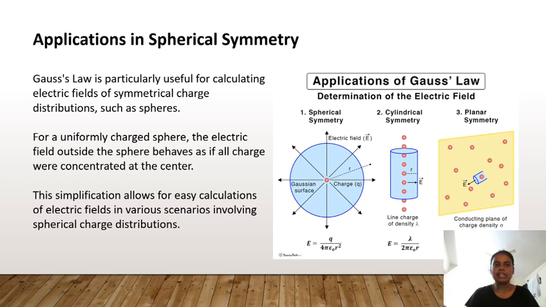Applications in spherical symmetry. Gauss law is particularly useful for calculating electric fields of symmetrical charge distributions such as spheres. For a uniformly charged sphere, the electric field outside the sphere behaves as if all charge were concentrated at the center. This simplification allows for easy calculations of electric fields in various scenarios involving spherical charge distributions.